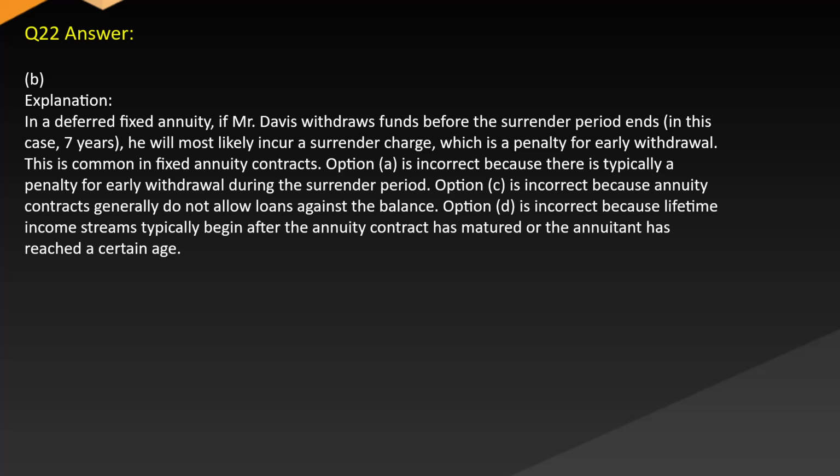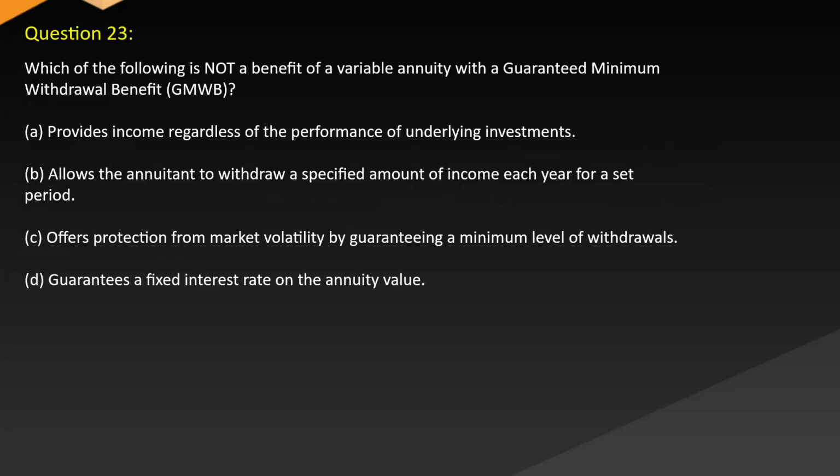Option A is incorrect because there is typically a penalty for early withdrawal during the surrender period. Option C is incorrect because annuity contracts generally do not allow loans against the balance. Option D is incorrect because lifetime income streams typically begin after the annuity contract has matured or the annuitant has reached a certain age.